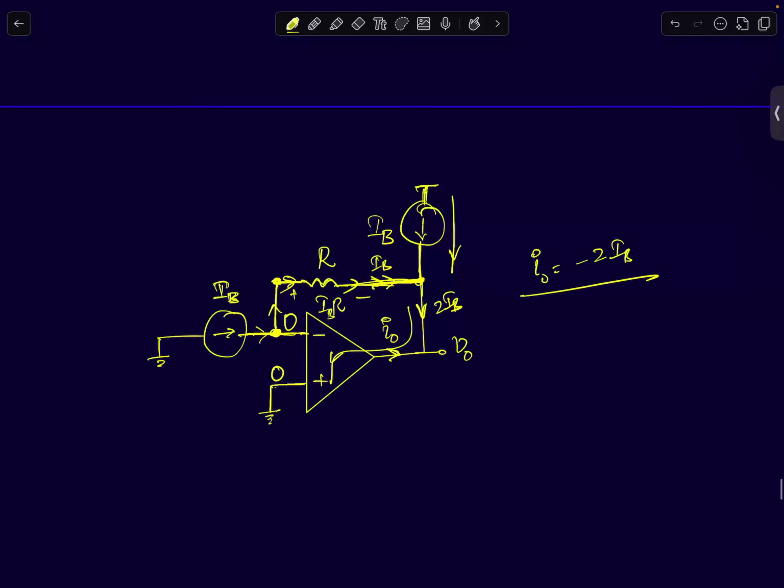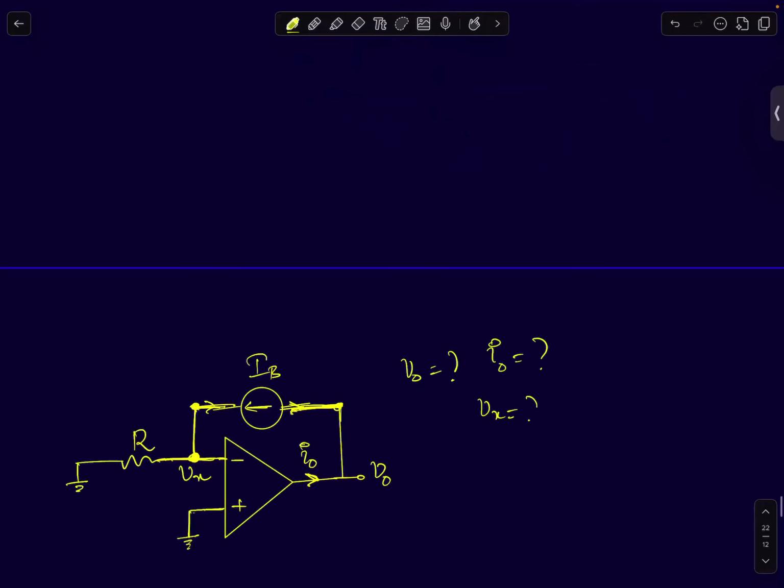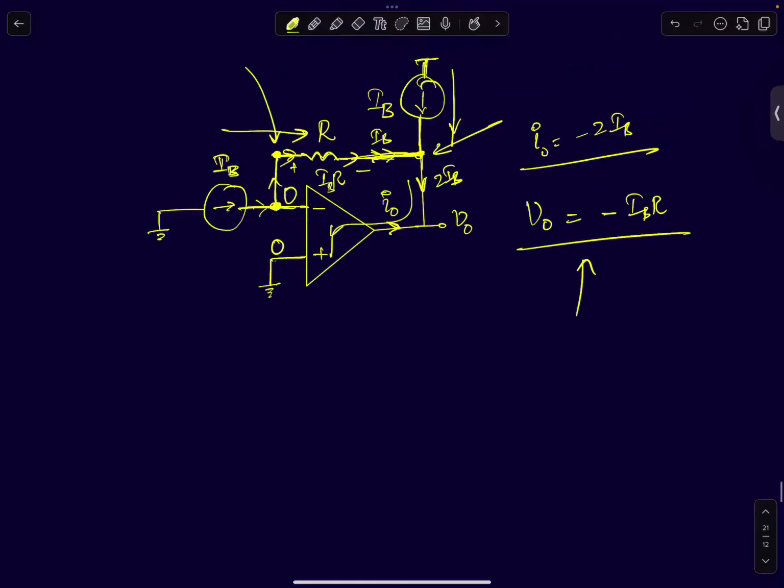And V naught, what is the value of V naught in this circuit? Is it plus or minus IBR? See, this node current is flowing in this direction, so this node voltage is at a higher potential than this. So V naught is at a lower potential. So V naught will be minus of IB times R. Okay, so that's the circuit.